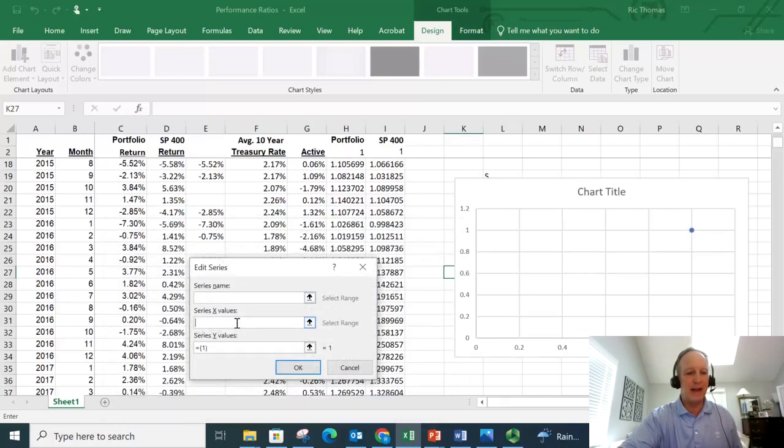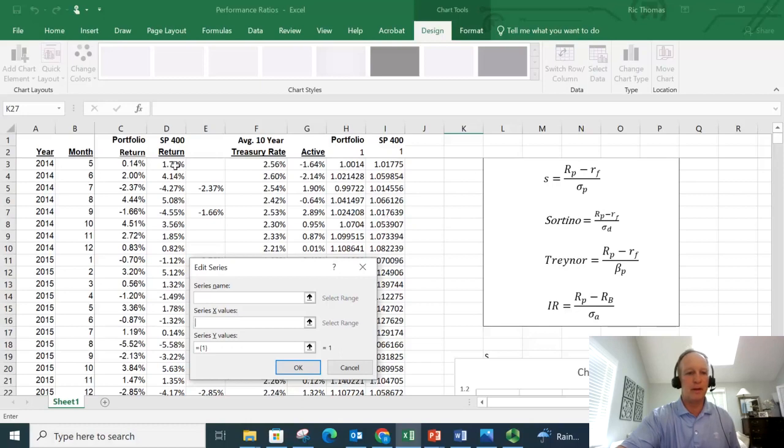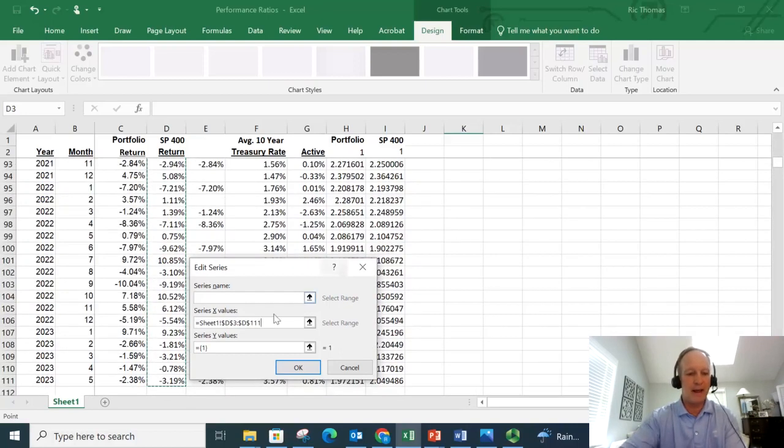So for my X values, I want my X values to be the market return numbers. I want them to be this column D. So I'm going to highlight column D here. My Y values, I want them to be my portfolio return. So I'm going to highlight those.